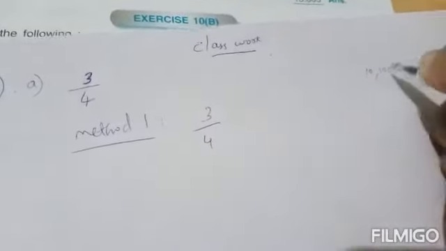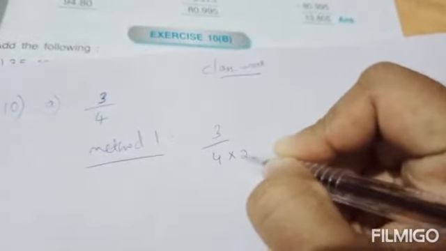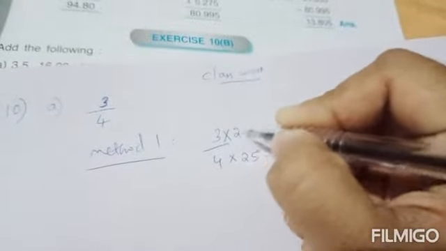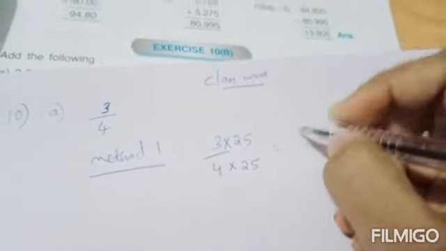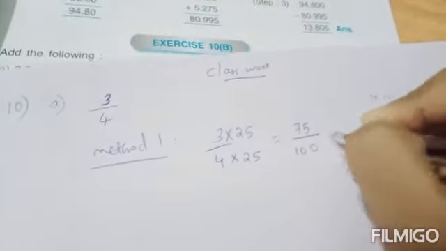So next number you can choose is 100. Now you know 4 into 25 is 100. So 3 also you multiply by 25. So 3 into 25, 75 by 100.